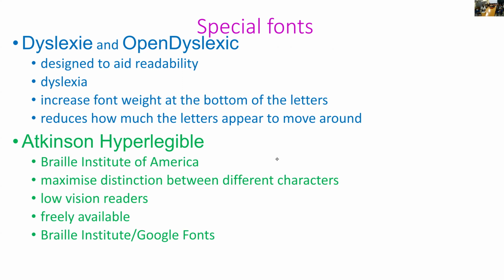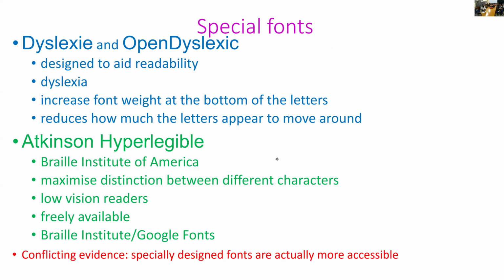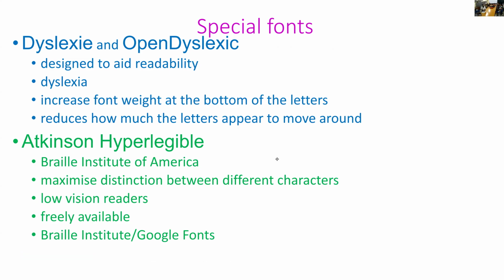Now, blind people often have braille. You can have braille books. So for them, there is a special one called Atkinson's Hyper Legible. It was made by the Braille Institute of America. It maximizes the distinction between characters because they have to know what the word is. It's freely available. If you put Atkinson's Hyper Legible in Word, this is how it looks. You may say, oh, what's the difference between this and this? But apparently, a blind person will be able to make out these words better.